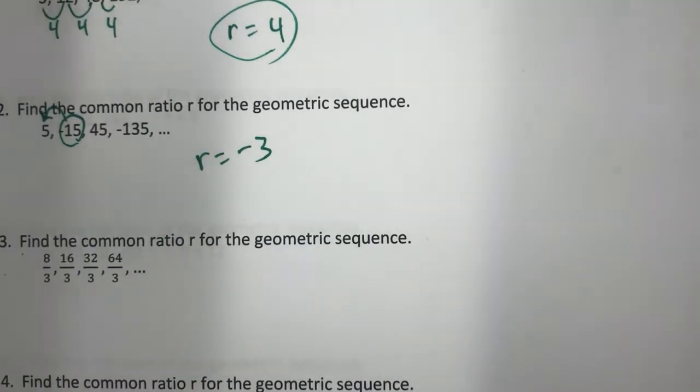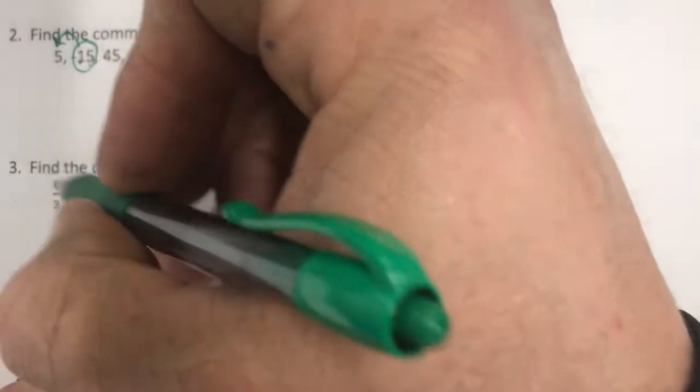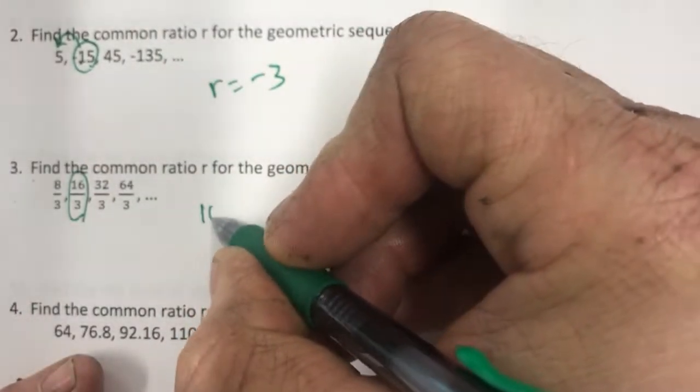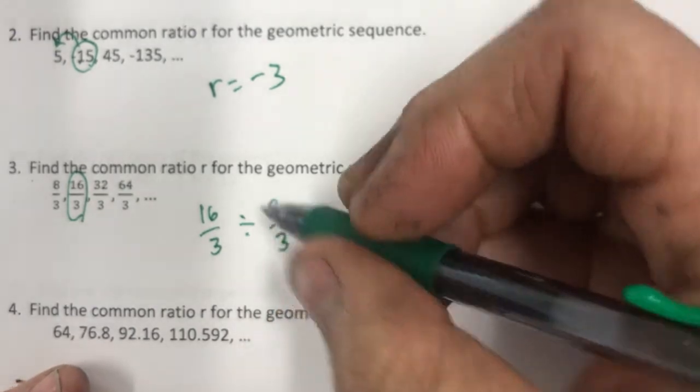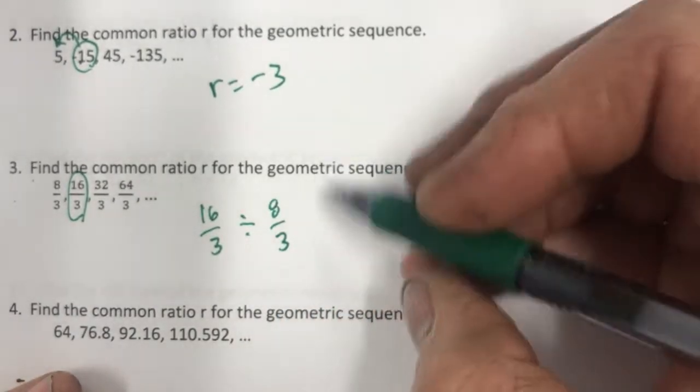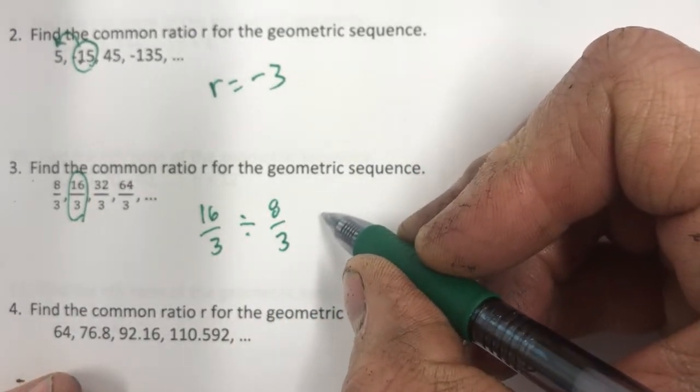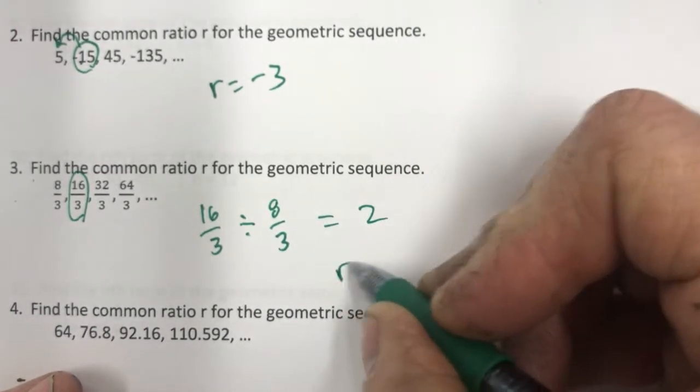Okay, it's really important to do that. This number divide by that one, because when you get to something like this with fractions, it's very important. Do 16 thirds divide by 8 thirds. Okay, and just punch this in the calculator, and then on this one, you'll get 2. So r is 2.